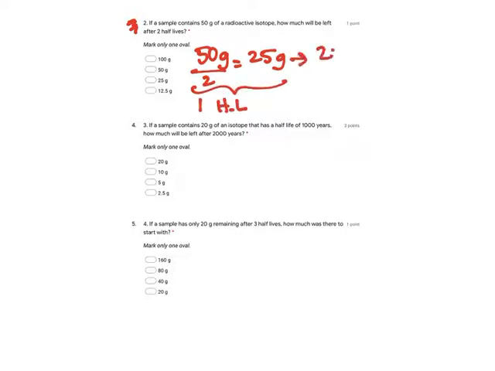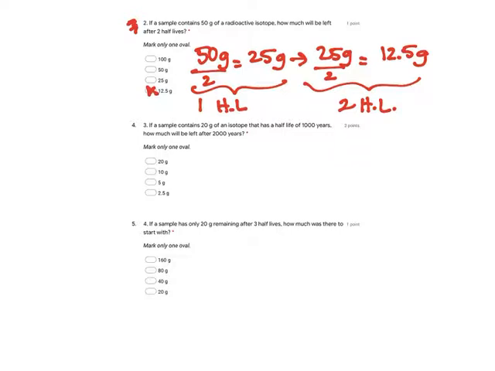So let's do number 2. Number 2 is asking, if a sample contains 50 grams of a radioactive isotope, how much would be left after 2 half-lives? So we're going to take this 50 grams and half it 2 times. So 50 divided by 2, 25 grams would be left after 1 half-life. Then that 25 grams would half again in the second half-life. So we would end up with 12.5 grams. Great job.